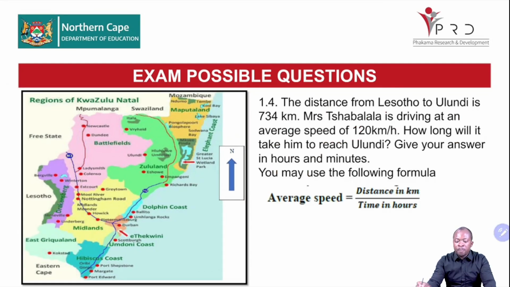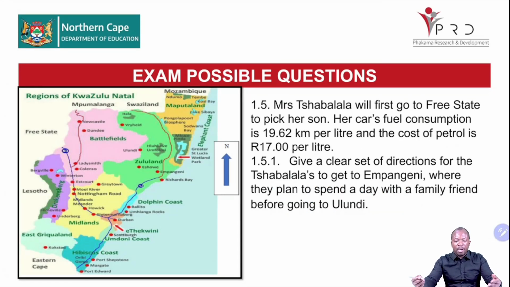Then let's go to 1.4. It says the distance from Lesotho to Ulundi is 734 kilometers. Mrs. Chabalala is driving at an average speed of 120 kilometers per hour. How long? So we are talking of time. How long will it take her to reach Ulundi? Give your answer in hours and minutes. Then they give us this formula. How do we work that out? We'll be coming back to respond to them. I'm giving you the type of questions that you are likely to face in the examination.